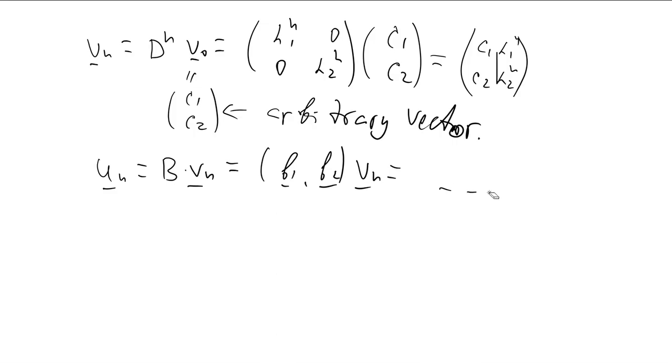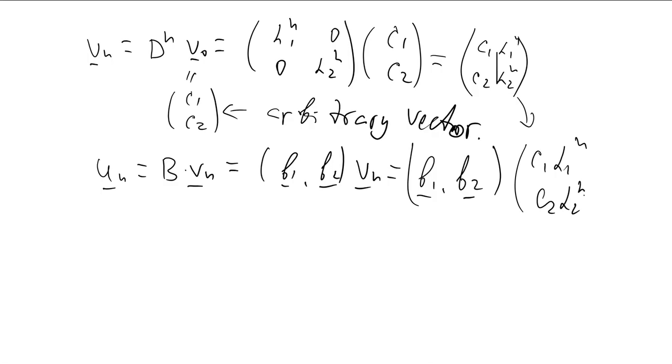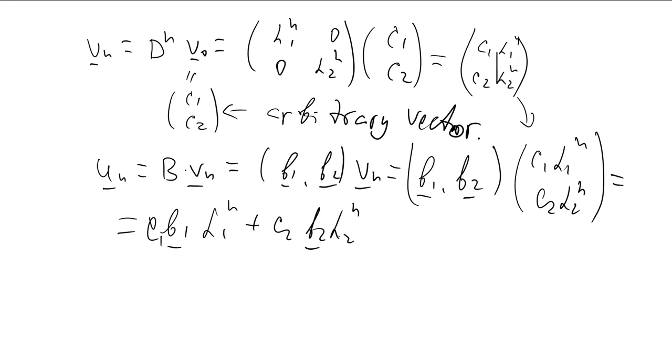No, let's put it like this. Then we can put it like this. It is b1, b2, and here we'll put this c1 lambda 1 to the power of n, c2 lambda 2 to the power of n. And then after multiplication, we will get b1 c1 lambda 1 to the power of n plus c2 b2 lambda 2 to the power of n. And this is our proof is completed at this point.